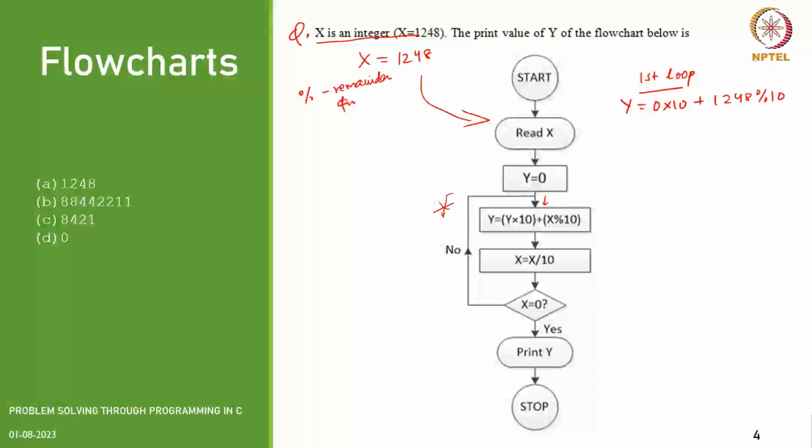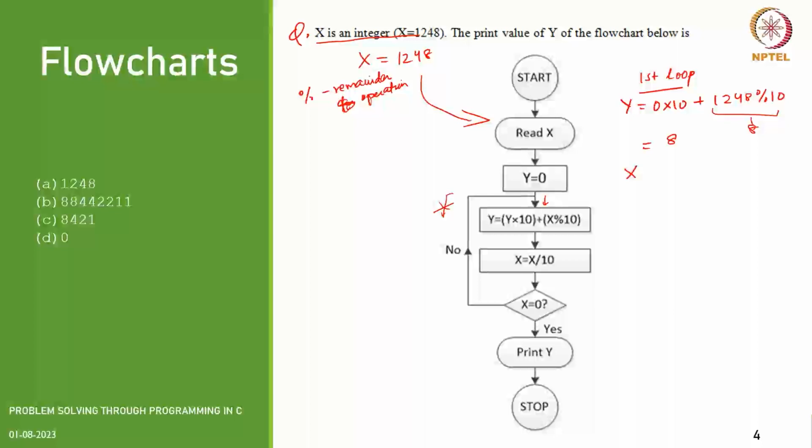Okay, remainder operation, rather than a function. That means it will give you, if 1248 is divided by 10, then what will be the remainder? That is what this particular part will give you, and as you can see, the remainder will be 8, right? Because the quotient will be 124 and the remainder will be 8. So here the value of y becomes 8.